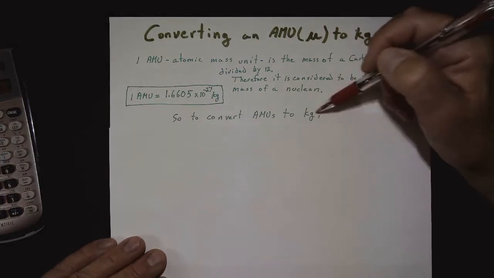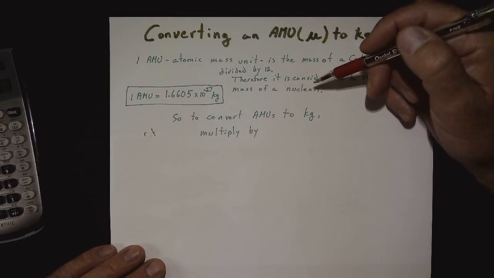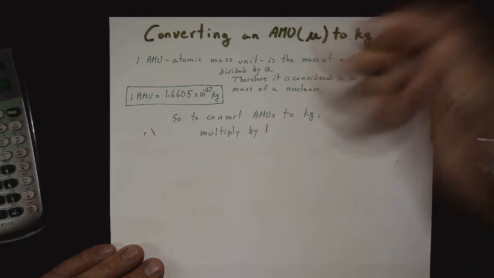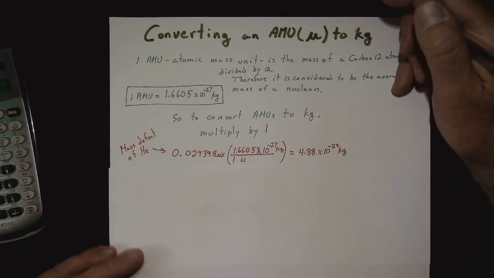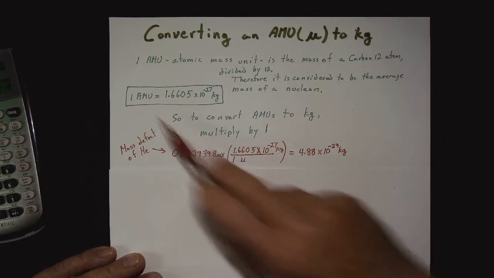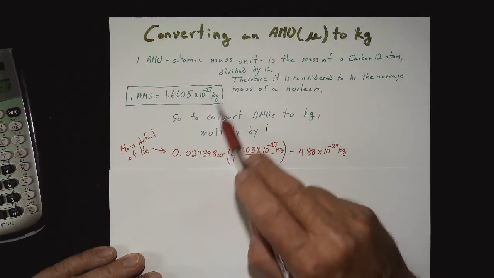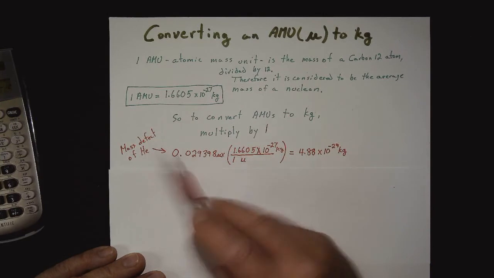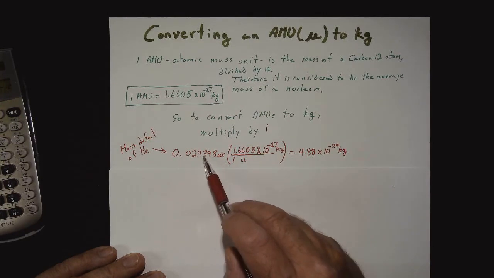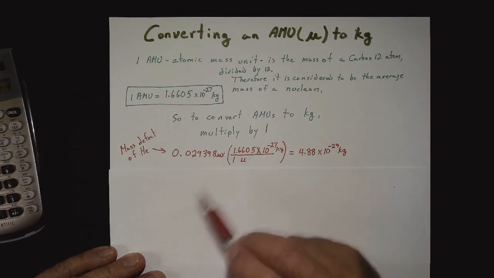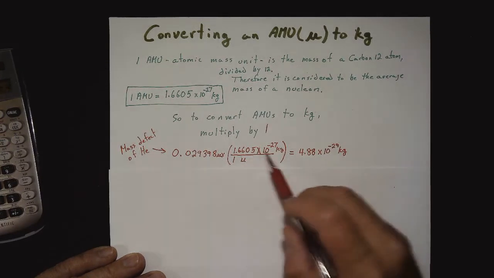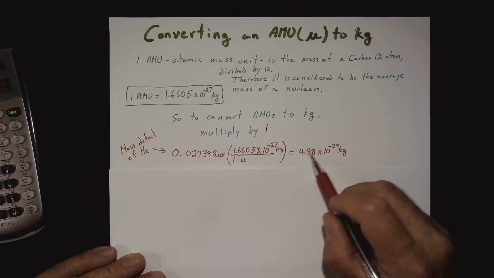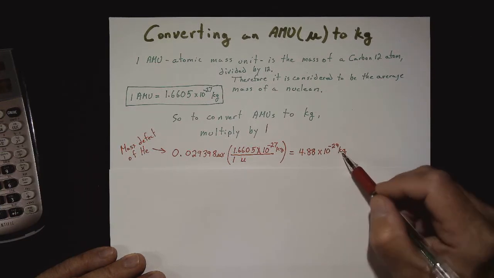So, to convert AMUs to kilograms, what do you think? We multiply by what? We multiply by 1. What form of 1 are we going to take on this time? Well, 1 AMU is 1.6605 times 10 to the minus 27 kilograms. So we have the mass defect of helium, 0.029398 u, times 1.6605 times 10 to the minus 27 kilograms for every 1 u. So that equals 4.88 times 10 to the minus 29 kilograms.